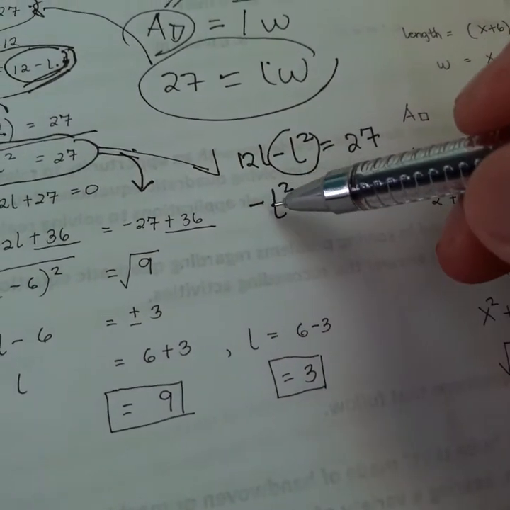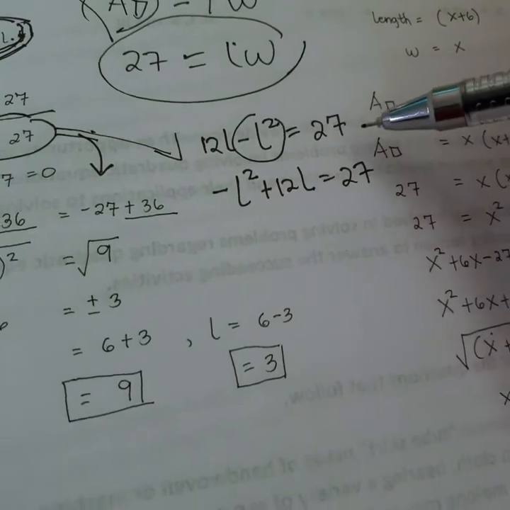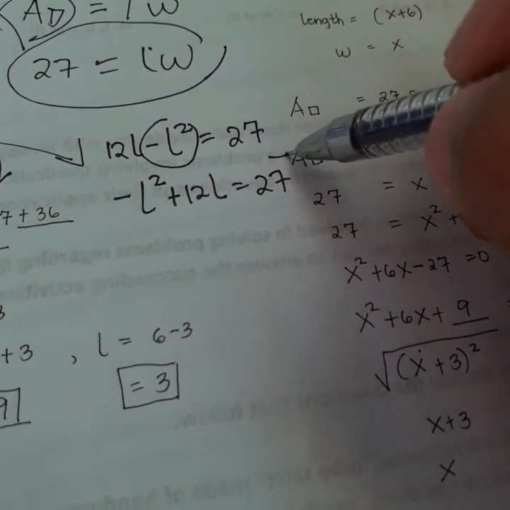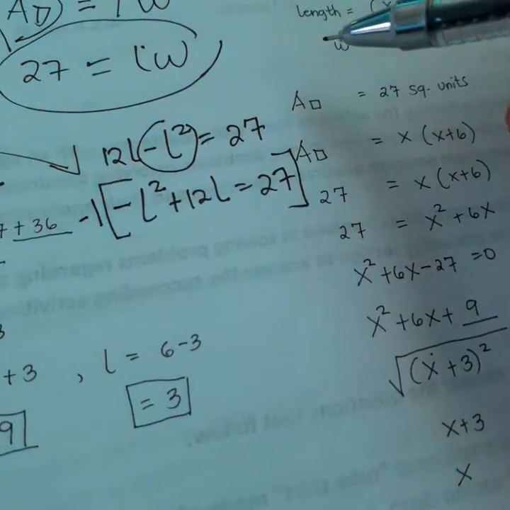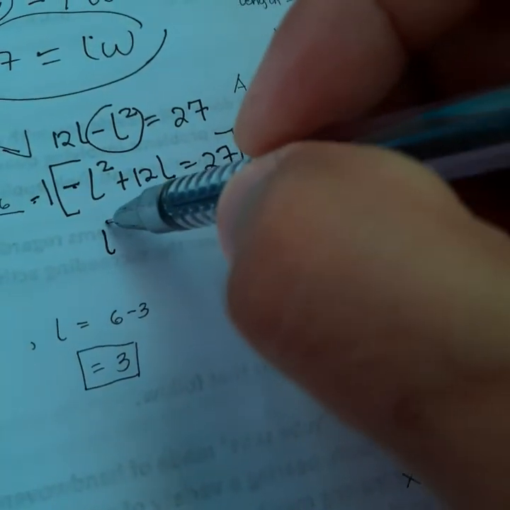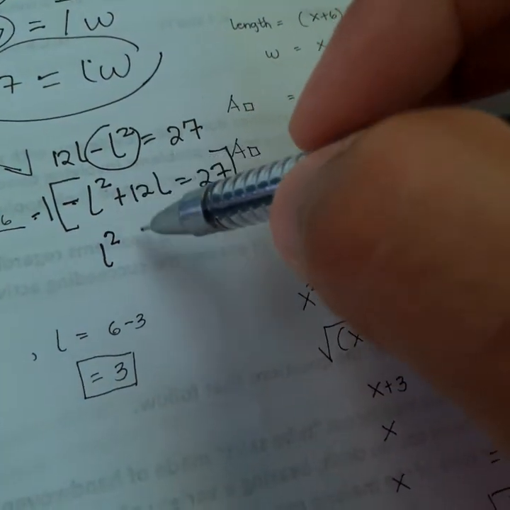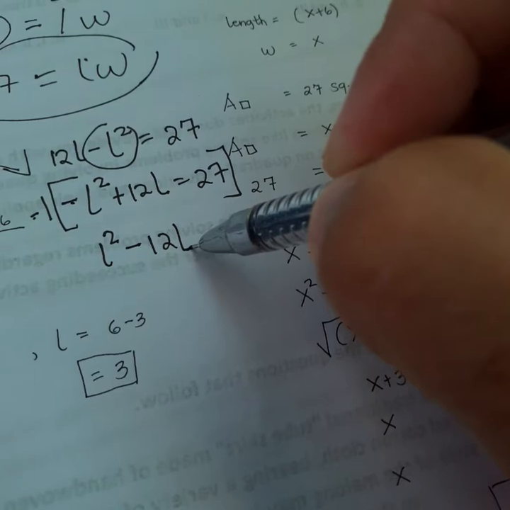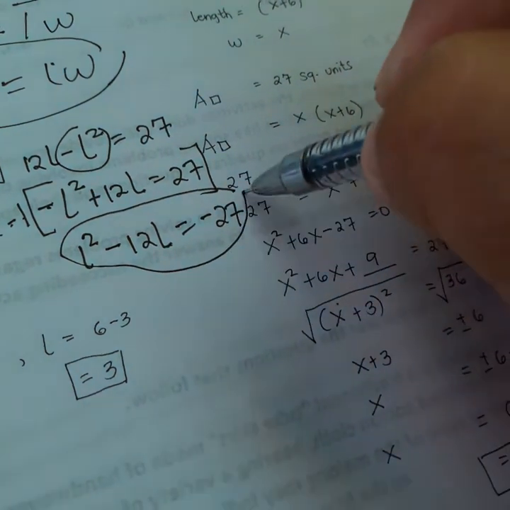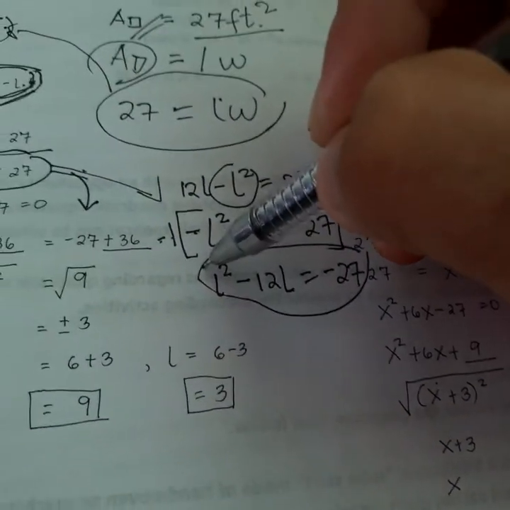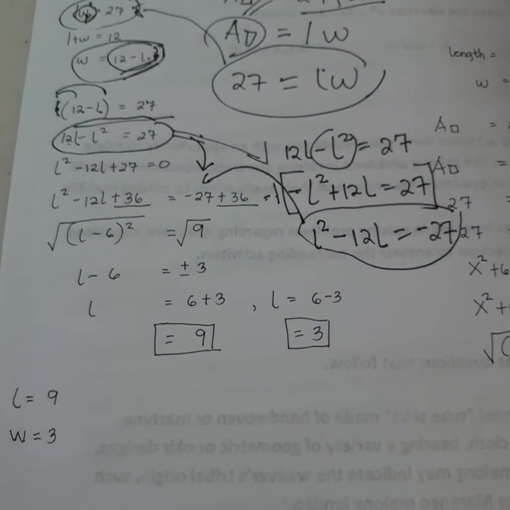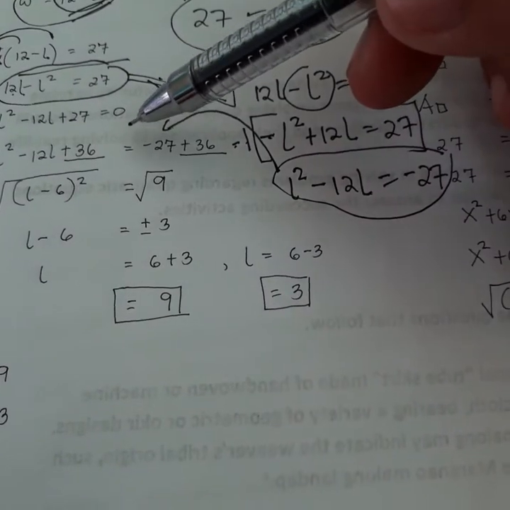Since L squared is negative, we're going to transform this into positive. How? We multiply by negative 1, then distribute, so negative times negative is positive L squared, negative times positive is negative 12L, then negative times positive is negative 27. Confusing? Okay.